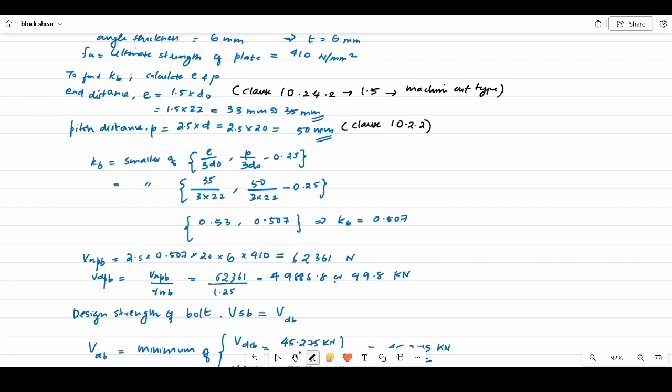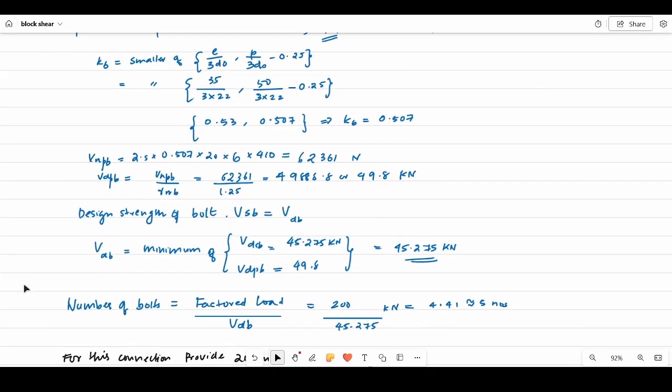So what is the design strength of the bolt? Vsb will be equal to Vdb. Now we already discussed the clause in which we have to take the minimum of the design strength due to shear and bearing. So while considering these two values, 45, which is the shear capacity of the bolt, will be the minimum value.